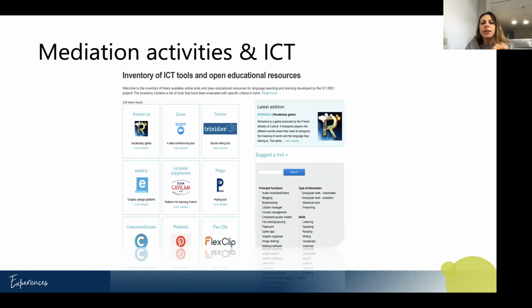This inventory, this project is called ICT Rev, and it's the output of a European project of the ECML, the European Centre for Modern Languages, in cooperation with the European Commission, which collects a lot of tools, a lot of repositories, and it's really helpful, because you use the filters you can see now in the gray box, like speaking, listening, writing, vocabulary, individual work, presenting, group work. So you can select your learning aims, and then the platform will give you some suggestions about possible tools, about possible repositories that you can use to foster that particular skill, that particular aim that you have in mind with your students.